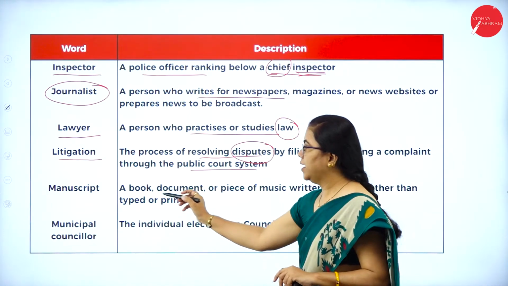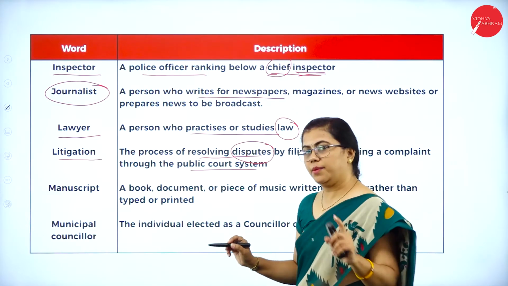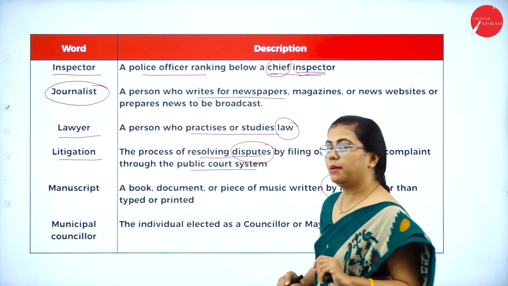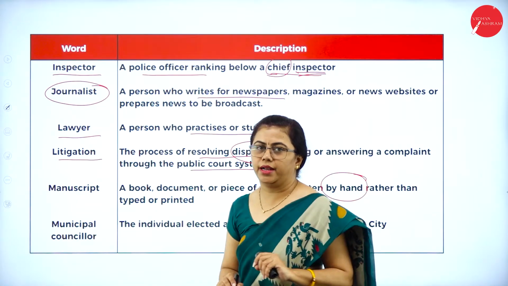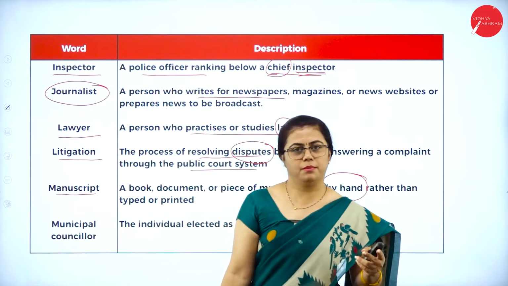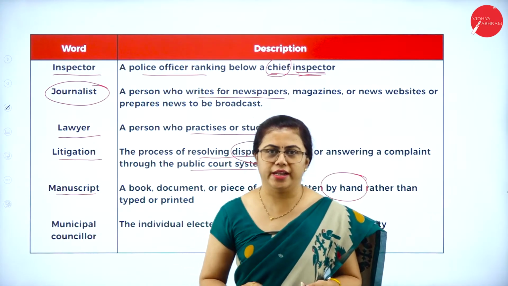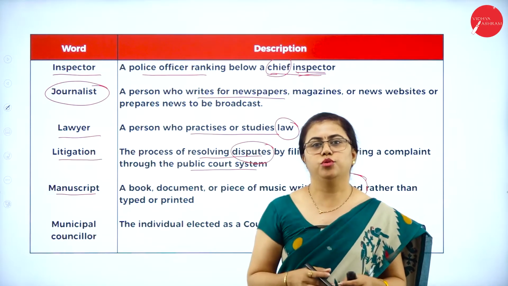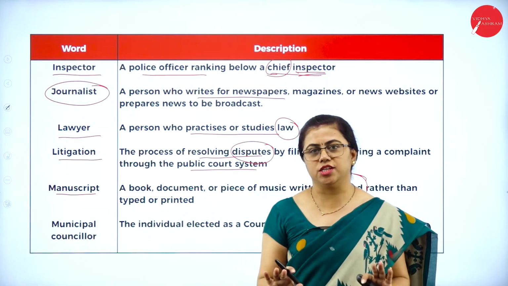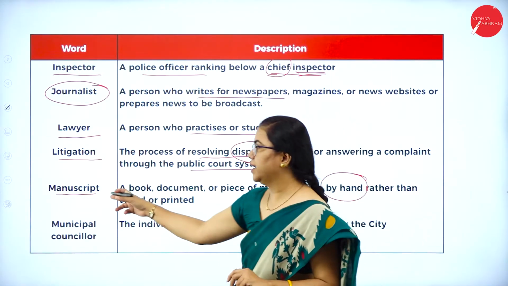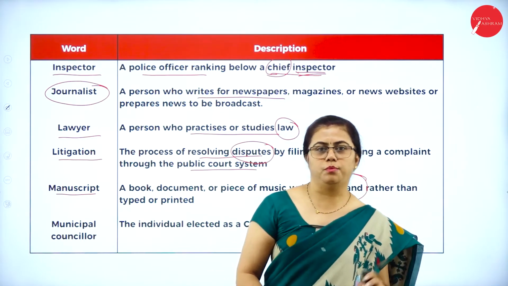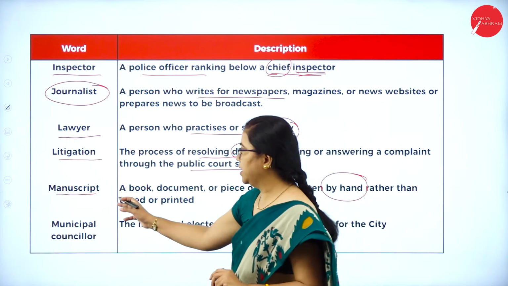Okay, so then a book or document or a piece of music written by hand. So written by hand, you should keep it in mind. So that is nothing but manuscript. Manuscript, anything is fine. It is easy for you to remember. Just remember the spelling. Manuscript is you write it by hand. That's it. So manuscript. Margaya bought the manuscript from Dr. Paul. So this can be a sentence.